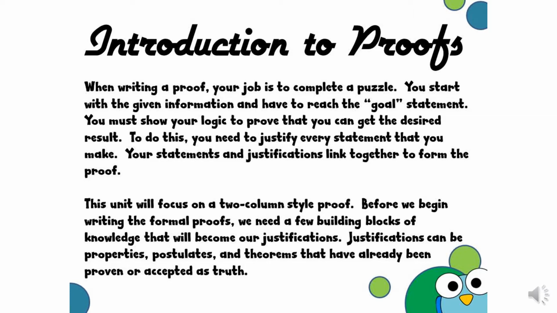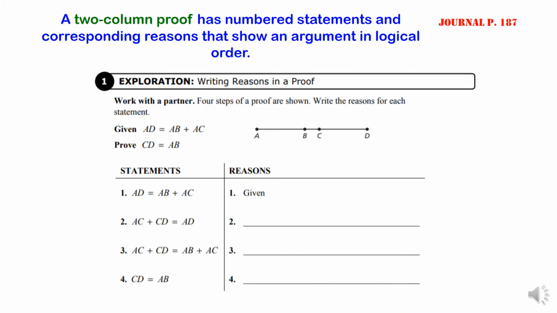So you have to justify every statement and make sure that the statements and justifications link together to form the proof. So here we go. A two-column proof has numbered statements and corresponding reasons that show an argument in logical order. This is in your journal on page 187 if you want to take notes.